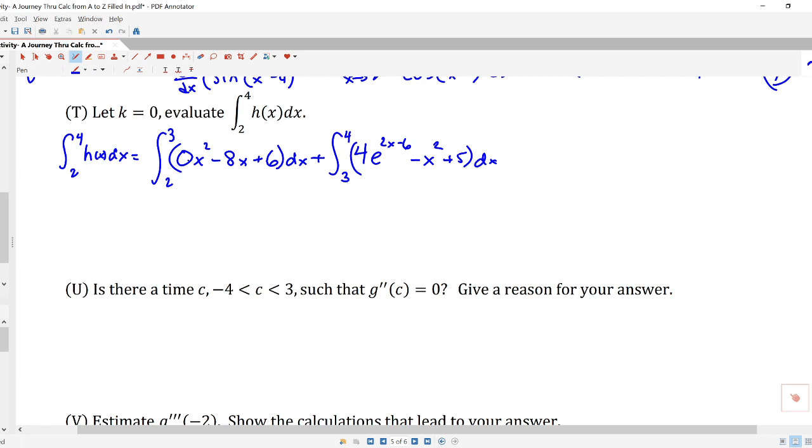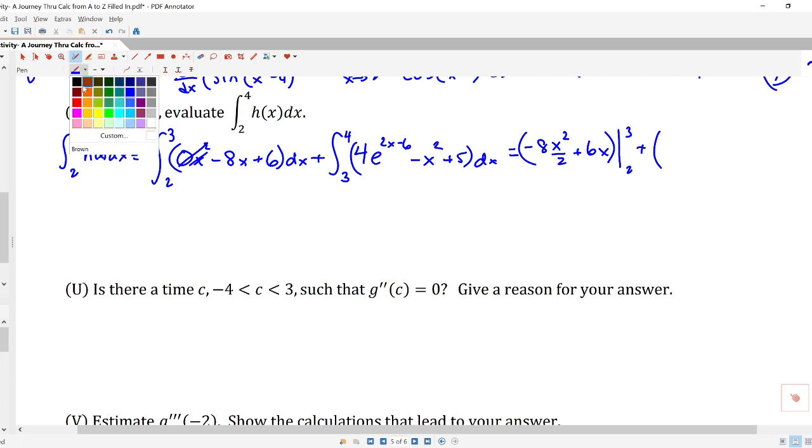Okay, so this whole term here is just going to disappear. So we can go ahead and integrate this. That's going to be negative 8x squared over 2 plus 6x, and this is going to be evaluated from 2 to 3, plus, now we have here 4e to the 2x minus 6.